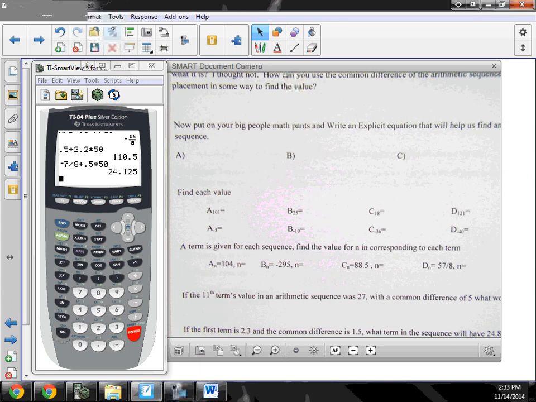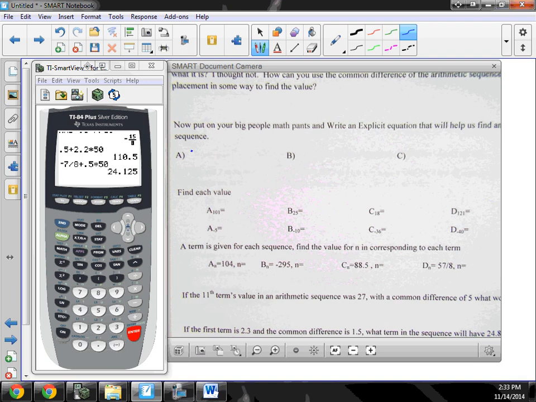So now put on your big people math pants and write an explicit equation that will help us find an arithmetic sequence. So we already know a sub n equals negative 1 plus 3 times n. That's the explicit formula for A. What will the explicit formula for B look like?